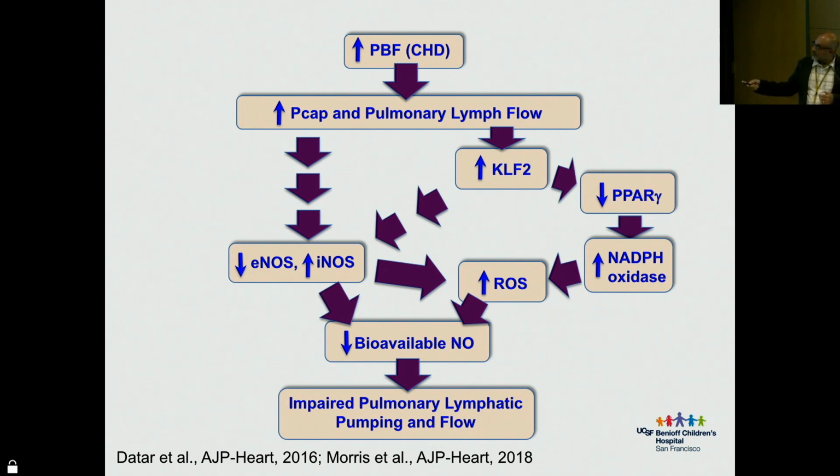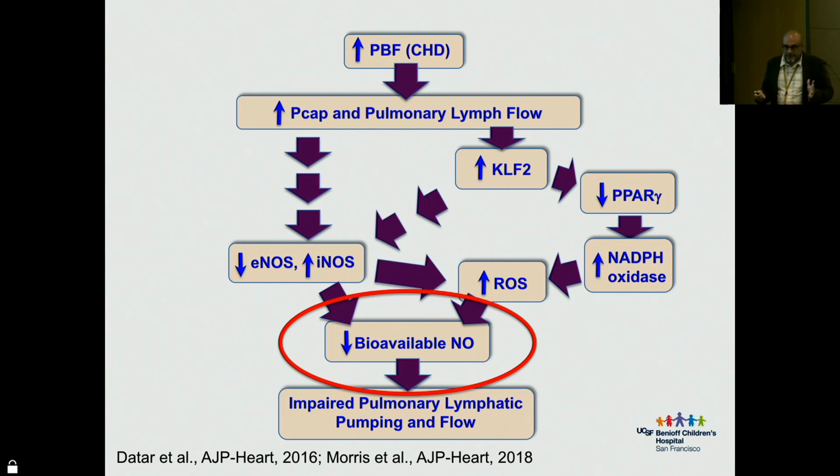So both of these pathways at least contribute to the decrease in bioavailable NO that we see, and thus the impaired pulmonary lymphatic function. So that doesn't sound very good, and I think then we asked ourselves the same question that I think every one of you has asked me when I've been on call or on service, which is, what do you do about it? Give me something, give me something.